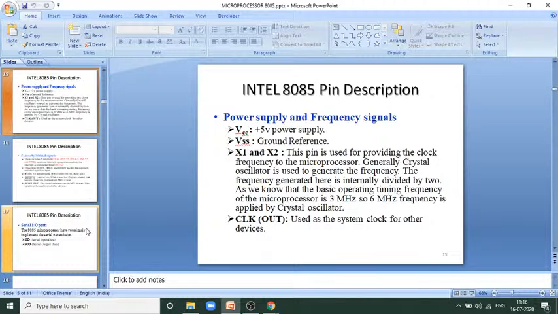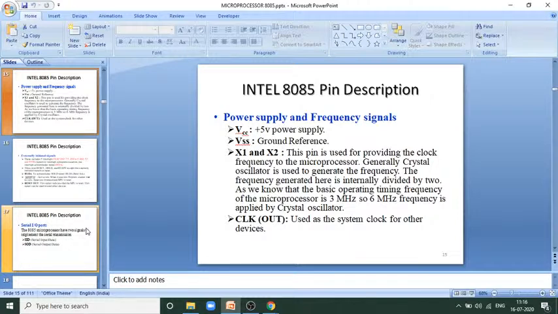Our next category is power supply and frequency signals. There are two power supply signals, VCC which basically supplies plus 5 volt and VSS which supplies the ground reference.